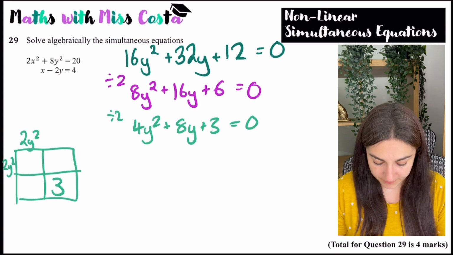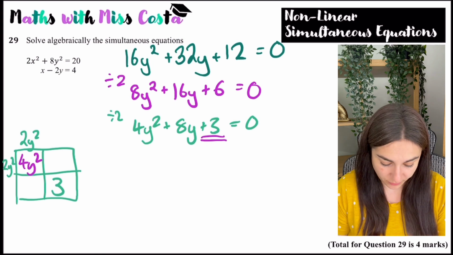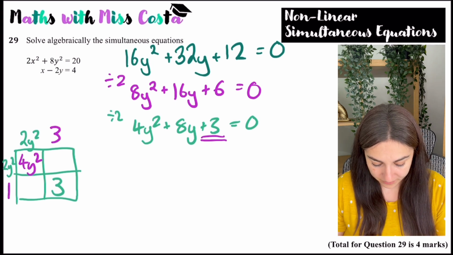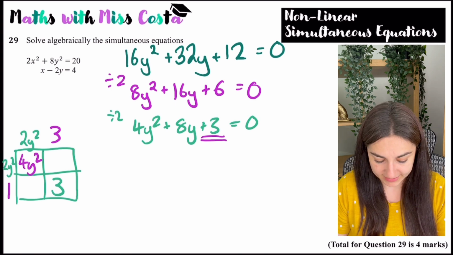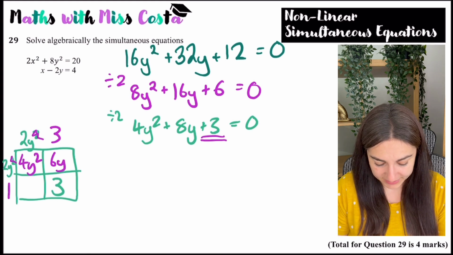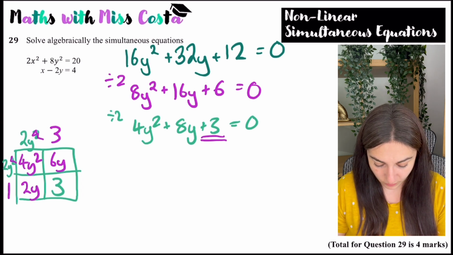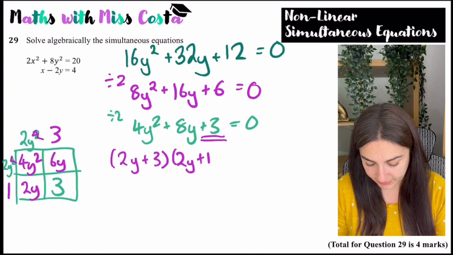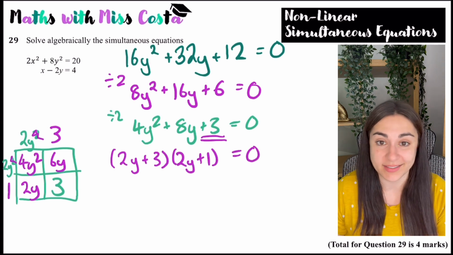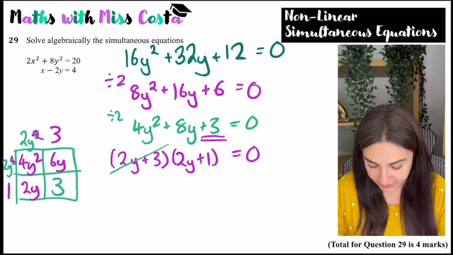So what do I have to do? I think to myself, what two numbers multiply to make 3? 3 and 1. And then how can they make 8? Well, 2 times 3 is 6, so that would be 6y, and 2y times 1 is 2y. When you add them together, that makes 8y. So factorized, that would be 2y plus 3, 2y plus 1 equals 0. Again, you can just use the quadratic formula, that's absolutely fine. And then I just use one bracket at a time.